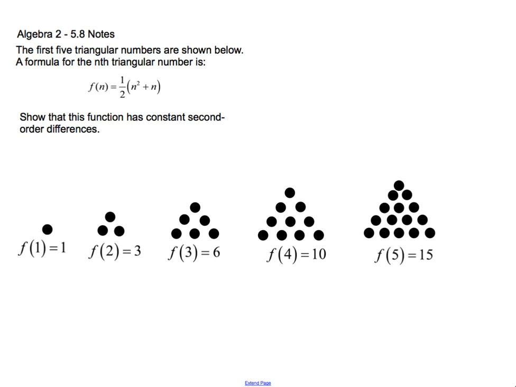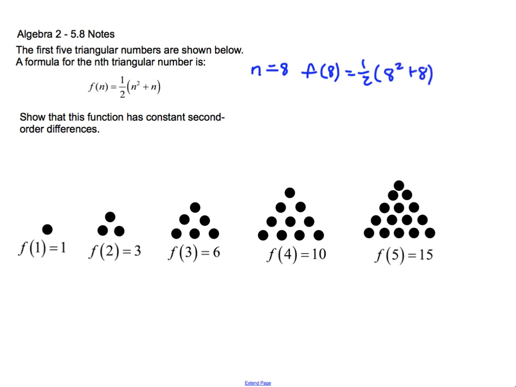So if I wanted to know the eighth triangular number, then I would let n equal 8. And I would just put it into this formula. So what I'm going to have is a function where n is going to be 8, and it would be 1/2 times 8 squared plus 8.